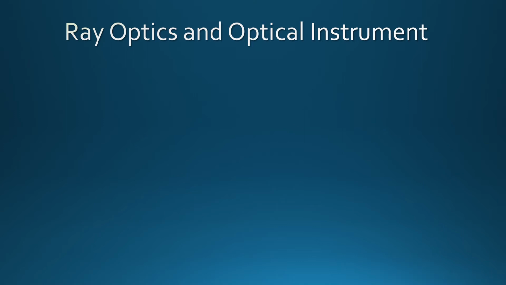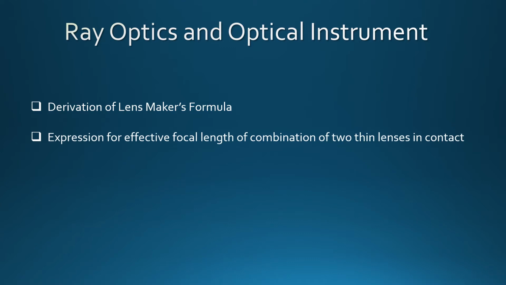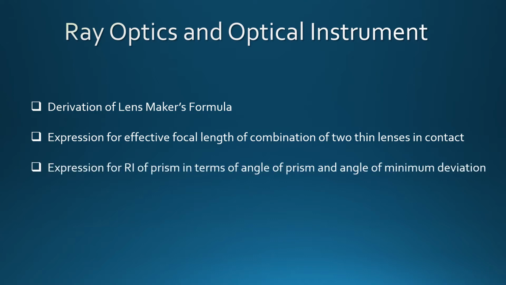Hello students, in today's class we'll derive three important equations. The first one is the derivation of lens maker's formula, the second is the expression for effective focal length of a combination of two thin lenses in contact, and the last one is the expression for refractive index of a prism in terms of angle of prism and angle of minimum deviation.